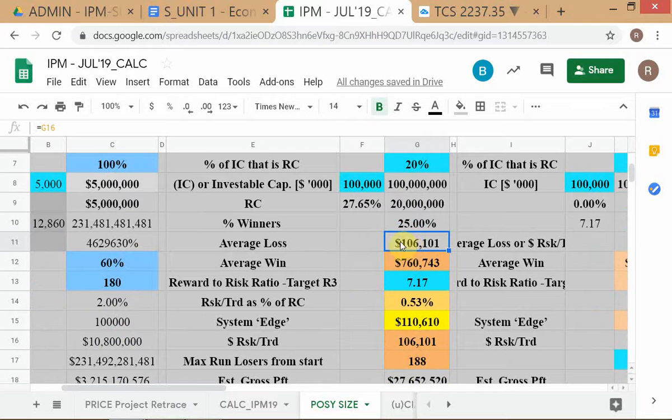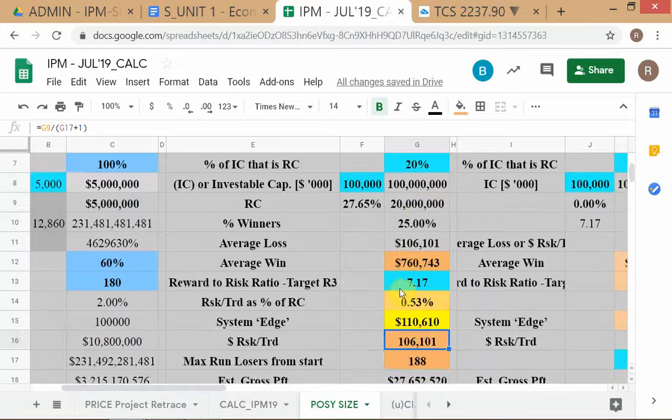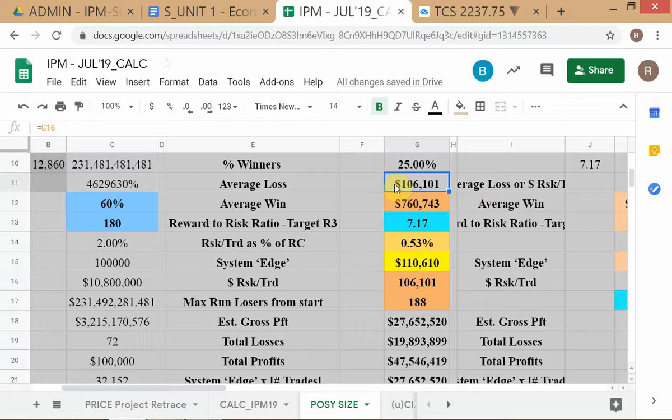I haven't put brown shading on every calculated number, but you can answer your question by looking at the sheet here. You can look at this and know what it is. Can you show the calculation of average loss? Average loss is calculated as dollar risk per trade. This average loss is just set equal to G16. And what is G16? It is dollar risk per trade.